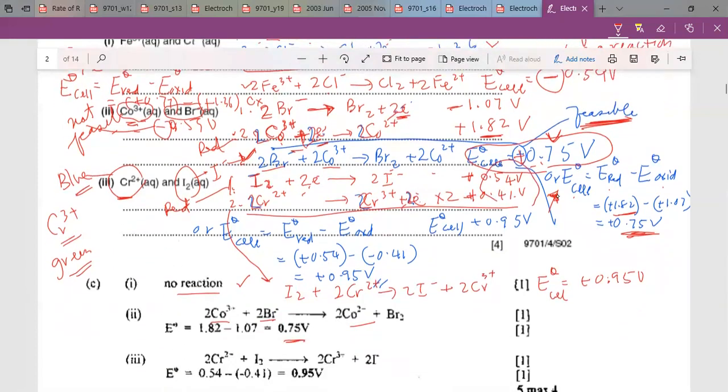Okay, let's see the answer. Oh, correct. See, of course, correct. Okay, see, I2, 2 Cr, and of course, this one here. 1 mark. Of course, 0.95. Okay, so here we are.